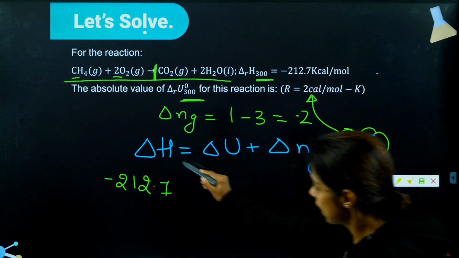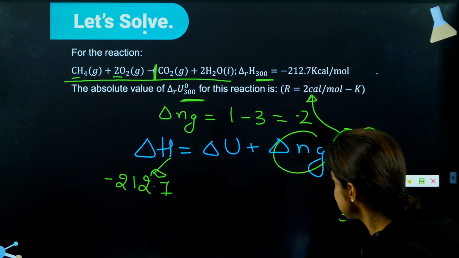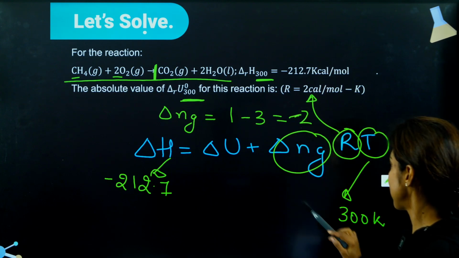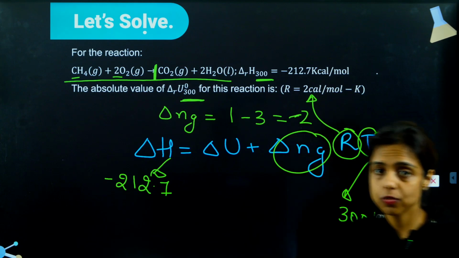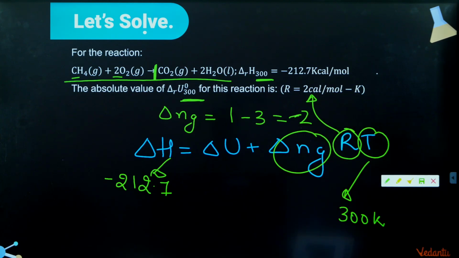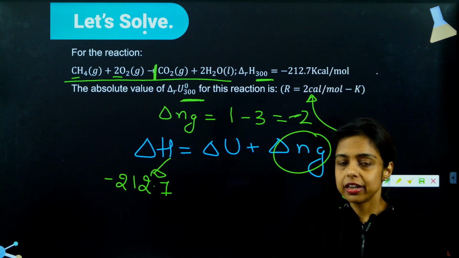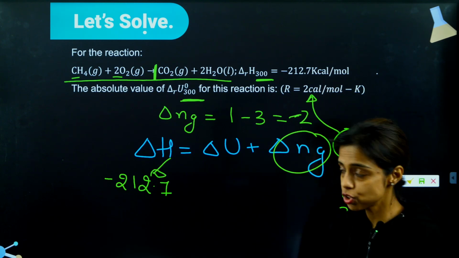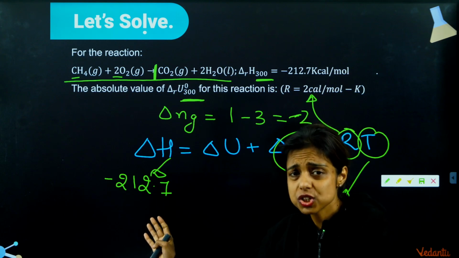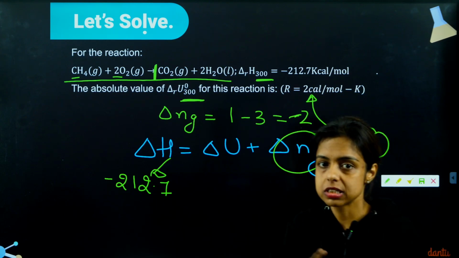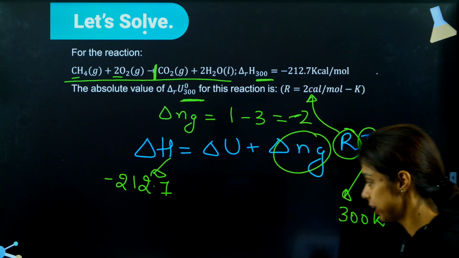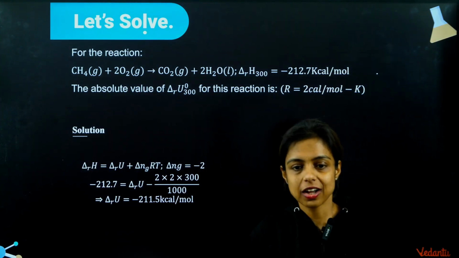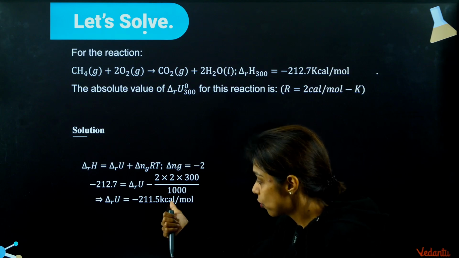So you have delta H, you have delta Ng, that is minus 2. R is 2 calorie per mole. Temperature is given. Calculate delta U. Very important equation, one of the most important equation that you use in thermochemistry, guys. So be careful. You get so many questions on this equation, the relation between enthalpy change and internal energy change. So enthalpy change can also be given as the heat at constant pressure. Internal energy change can also be given as the heat at constant volume in many cases. So just putting the values, you will get your answer as minus 211.5 kilocalorie per mole.